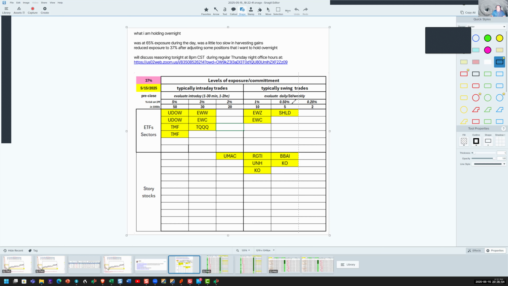Now, the positions that I'm holding overnight, I was willing to hold 37% because a lot of those gains are from money that we made during the day. So I'm willing to risk market's money. We're in a sideways volatile market right now, so I don't like to have more than 40% exposed overnight.